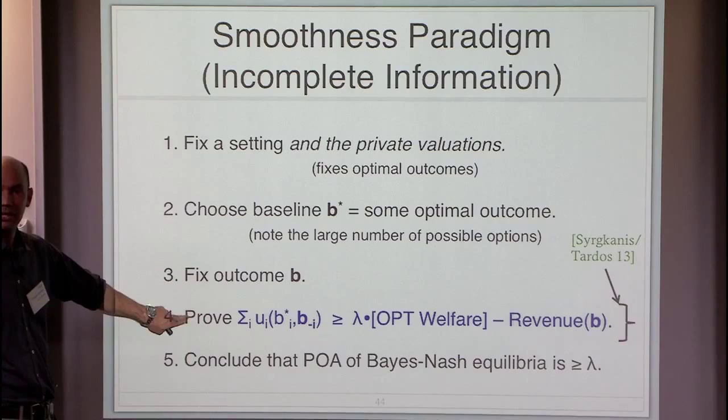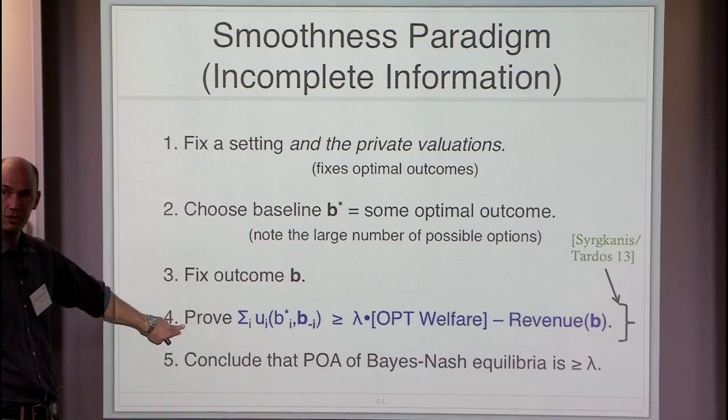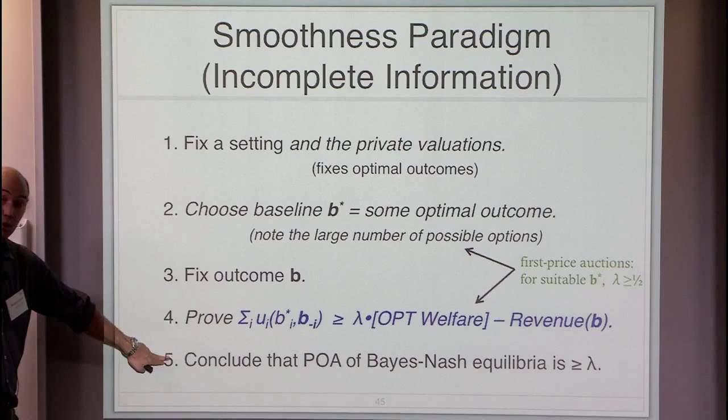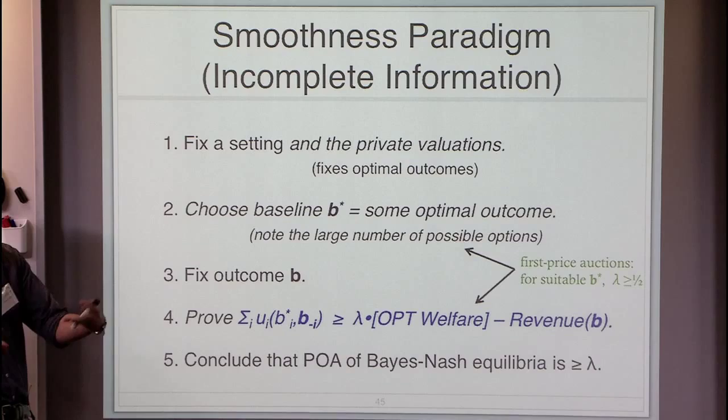And so I'll state the result for a first price auction, that this actually is met with lambda equal to a half, giving us a price of anarchy bound of 1/2. The second thing I owe you, and the proof will have to wait till tomorrow, is I have to actually prove the extension theorem to you. For the full information case, we had this slide where we went through why it holds for no-regret sequences. I need to do the same thing for Bayes-Nash equilibria, and I'll do that tomorrow.